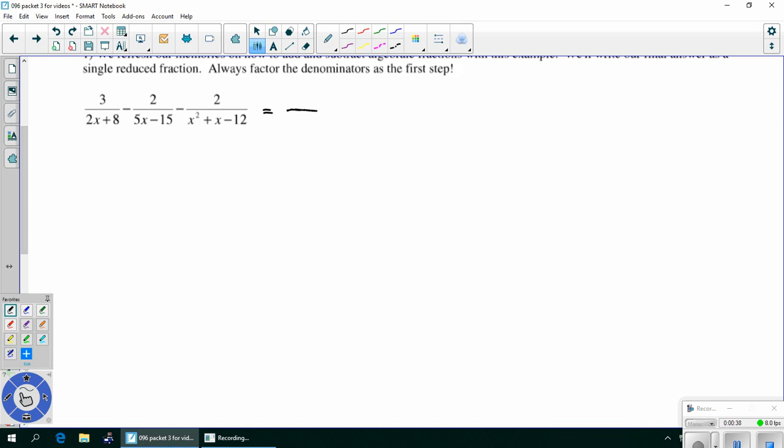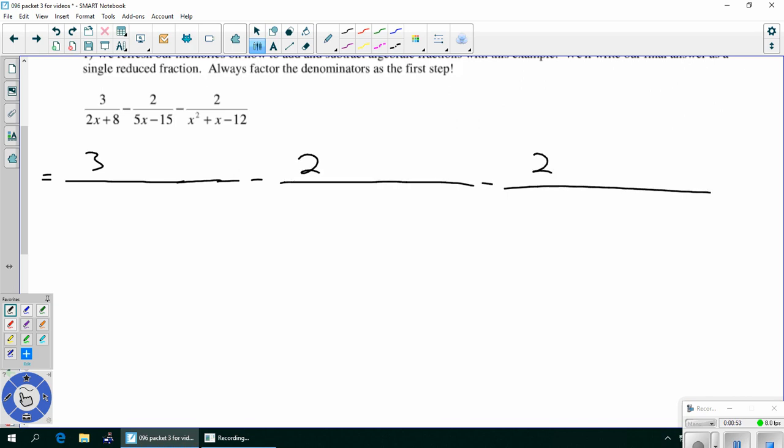So I'll give myself the structure. I'll actually do it down here. 3 divided by, and I'm going to give myself a big blank space there, and then minus 2 divided by a big space, and then minus 2 divided by a big space. Giving yourself appropriate amounts of space can reduce careless errors.